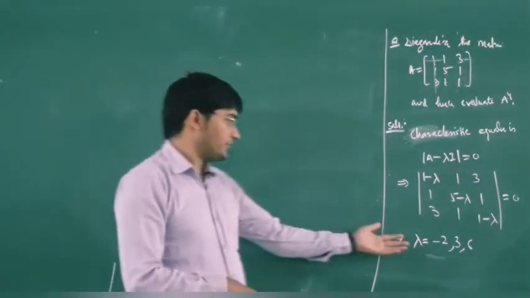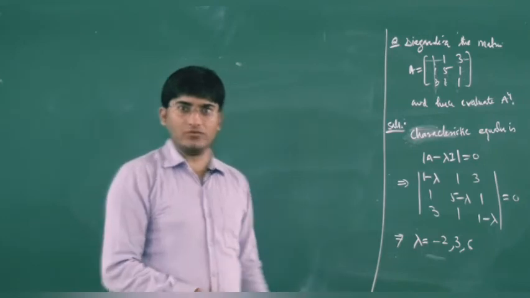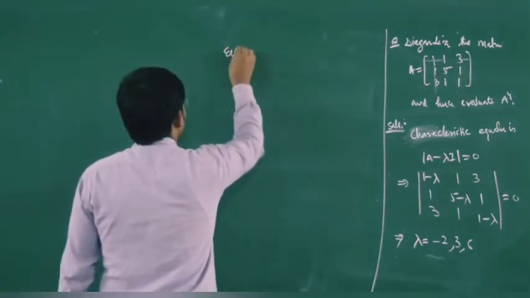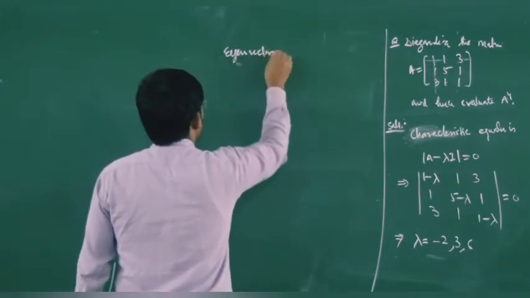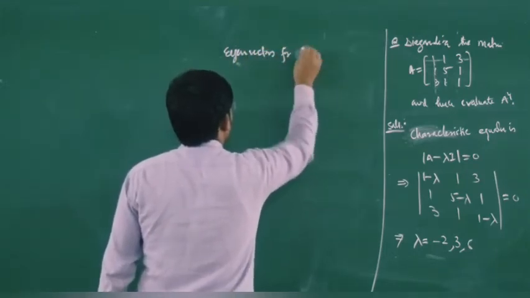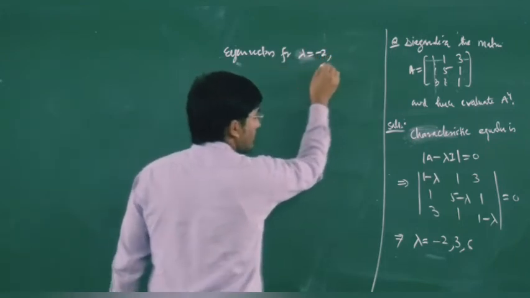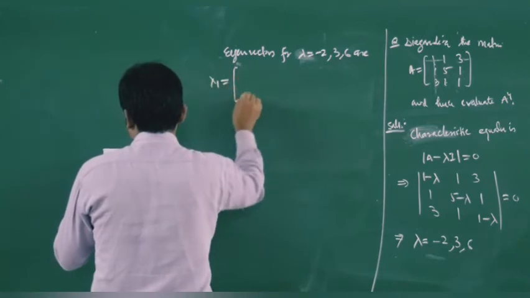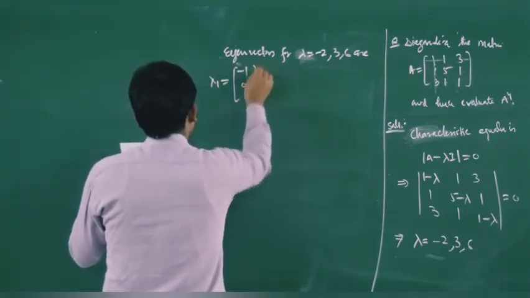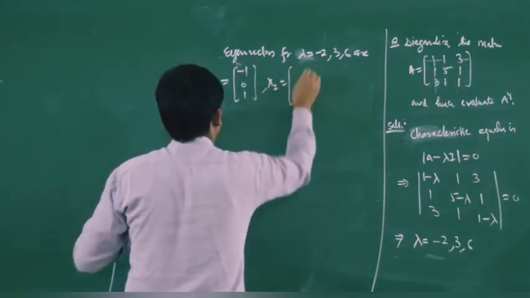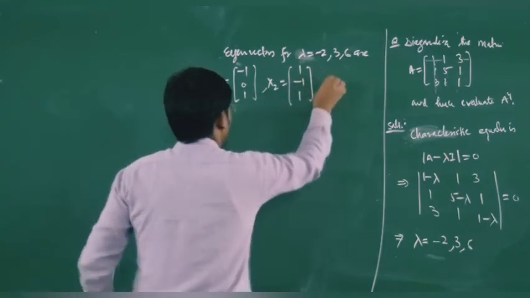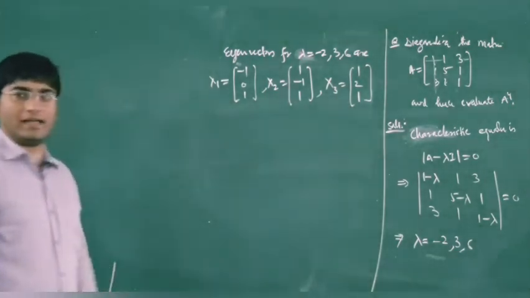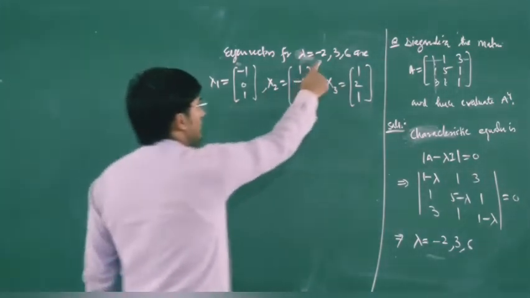Now I have already given you the eigenvectors for these three eigenvalues, for lambda equal to minus 2, 3 and 6, in my previous lecture. This was your minus 1, 0, 1. This was your 1, minus 1, 1. Now the third was 1, 2, 1. So these three were the eigenvectors for these eigenvalues.